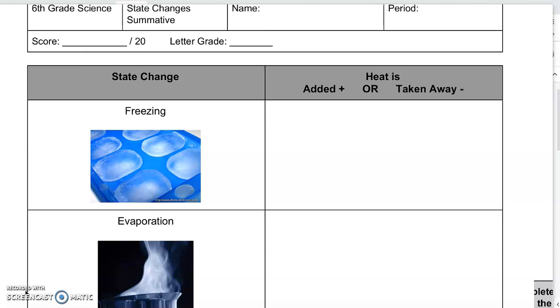First, make sure that you have your first and last name in the name box and what hour you have science. So write the hour you have science. Your teacher will tell you your score and what letter grade you get. We want everybody to get an A, B, or a C. Let's take a look at the first part.